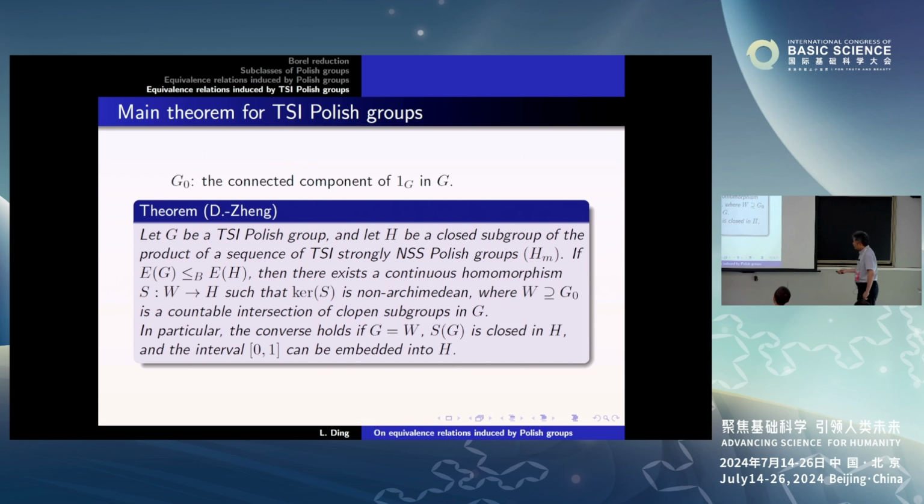The converse holds if G is just W, and the image S(G) is closed in H, and the kernel can be embedded into H. So we call it the main theorem, but it's too complicated. So we'll use this theorem in some special cases.